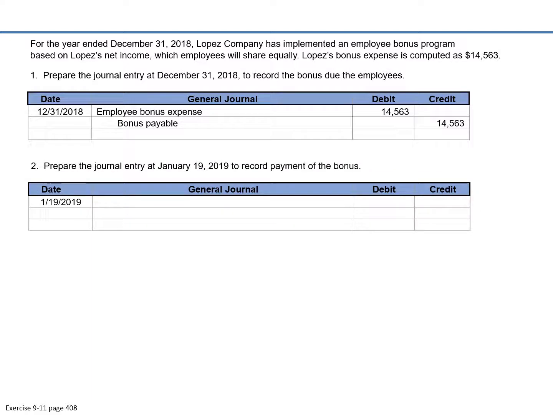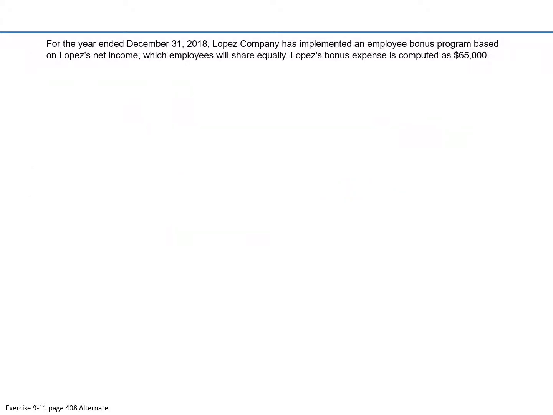Prepare the journal entry at January 19th to record the payment of the bonus. So we're going to reduce our payable and we're going to reduce our cash, right? All right, so same problem, different numbers. Why don't you pause the recording, try it out. When you're finished, resume the recording and we'll go through the answer.